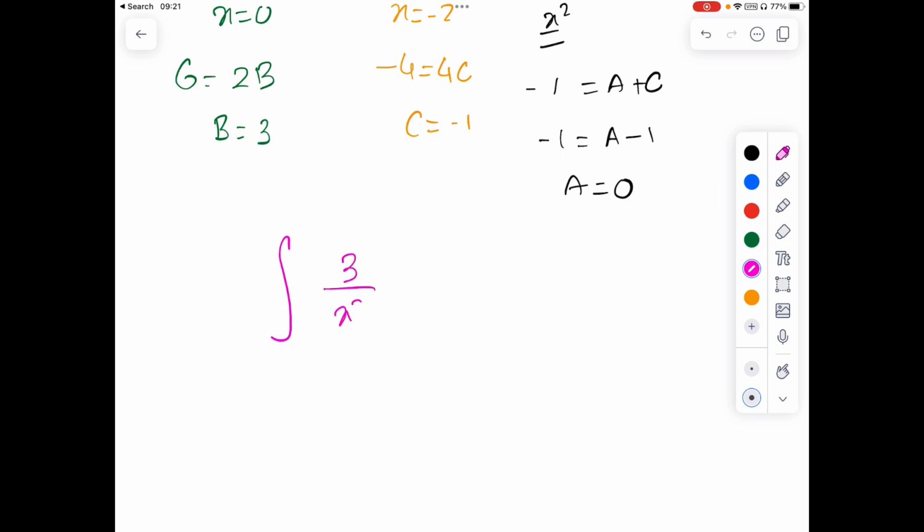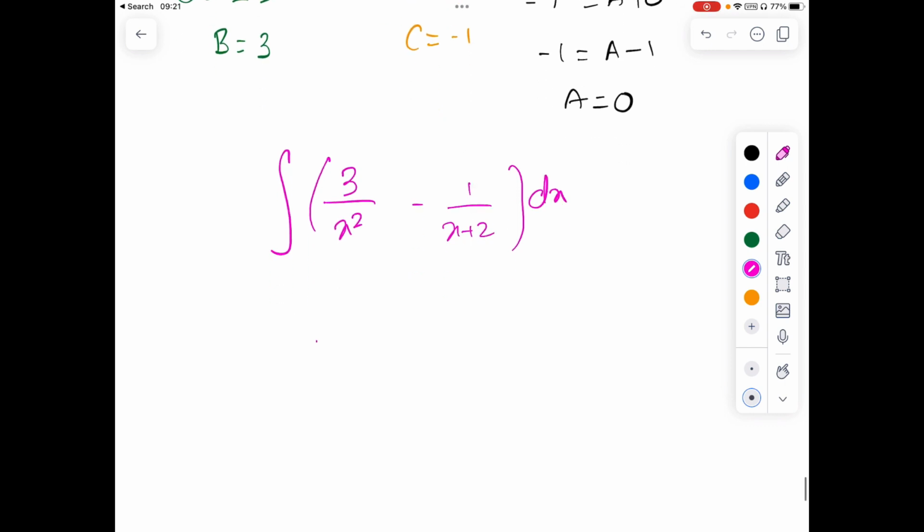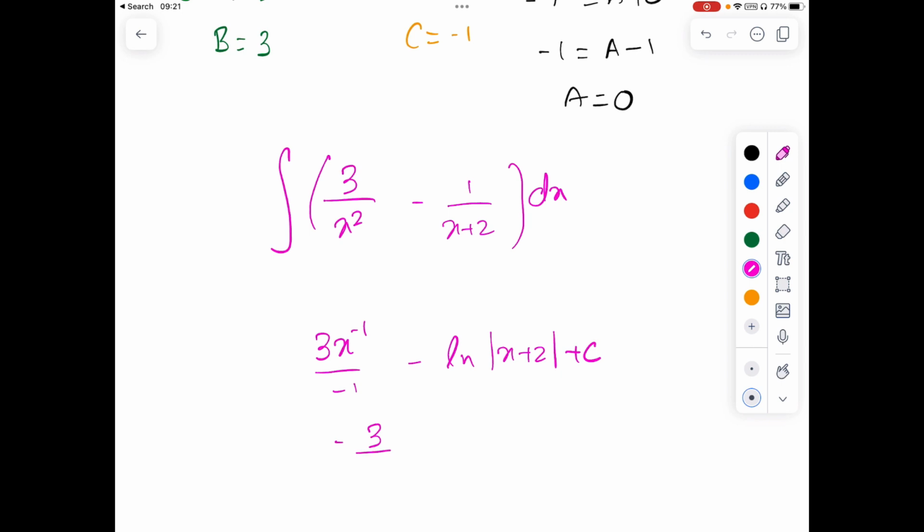So the partial fractions look like 3 upon x squared minus 1 upon (x plus 2) dx. Now it becomes 3 x to the power negative 1 upon negative 1, minus ln of (x plus 2), plus c. So my final answer looks like minus 3 upon x minus ln of (x plus 2) plus c. That's going to be the answer. So that completes the video based on integration and partial fractions. See you in the next video. Bye.